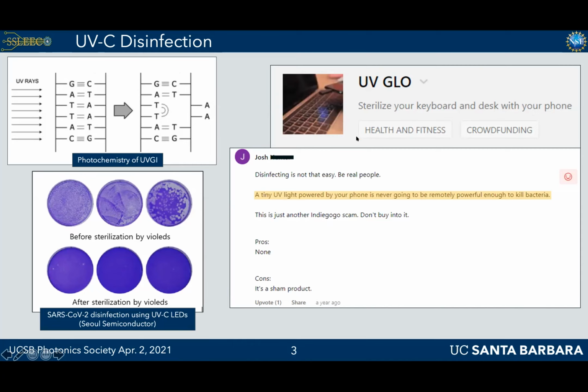But in the future, we would like to have this sort of thing be a reality, or at least in general have UV LEDs for disinfection applications. So that's the motivation here.